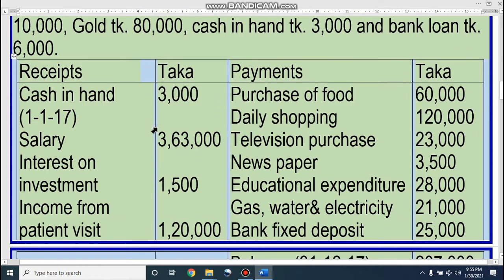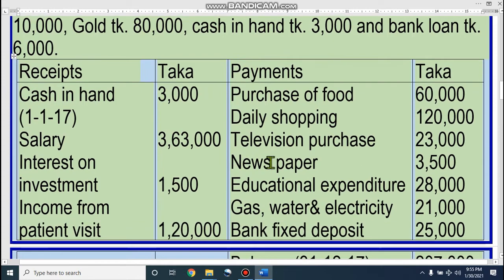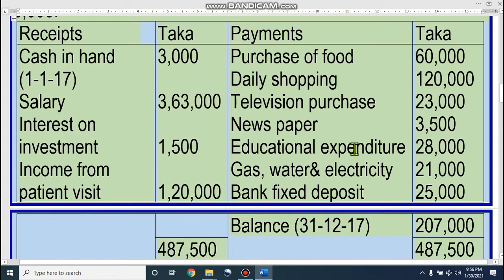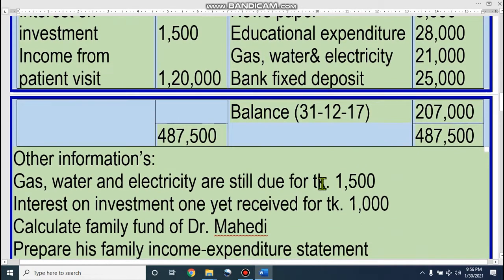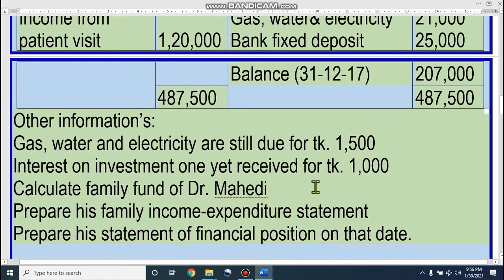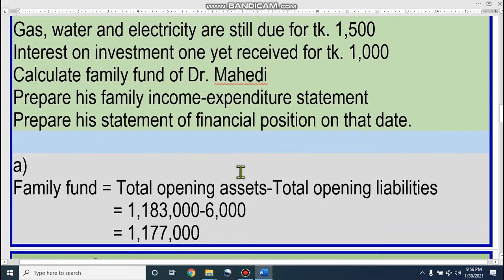Dear student, the receipt and payment account of Mahida is given below. Cash in hand, salary, interest on investment, and income from fashion business are receipts. This is her income. On the other hand, purchase of food, daily shopping, television purchase, newspaper, education expenditure, gas, water and electricity, bank deposit and balance are her payments. The other information: gas, water, electricity bill due 1,500, interest on investment not yet received 1,000. Now we have to find out the family fund, prepare the income and expense account, and prepare the financial position.